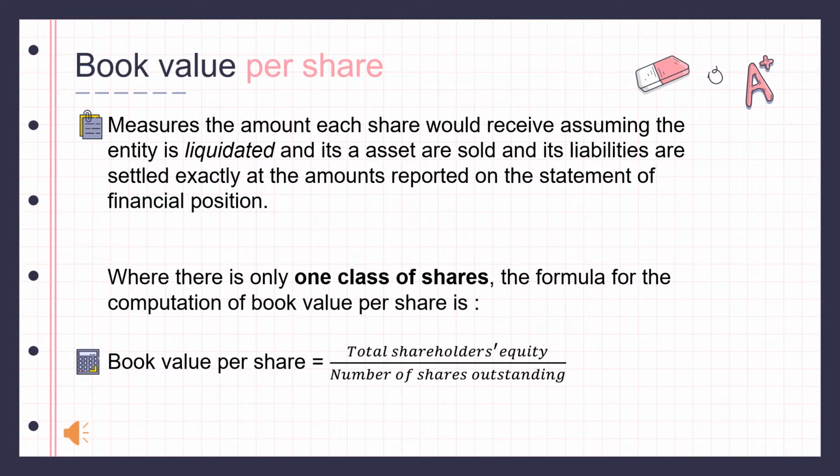Book Value Per Share measures the amount each share would receive assuming the entity is liquidated and its assets are sold and its liabilities are settled exactly at the amount reported on the Statement of Financial Position. So, ito yung amount na matatanggap ng bawat isang shareholder base sa shares na mayroon sila. Matatanggap ito after maliquidate lahat ng assets at mabayaran lahat ng utang ng kumpanya. Liquidation means closing up the business or dissolving it.